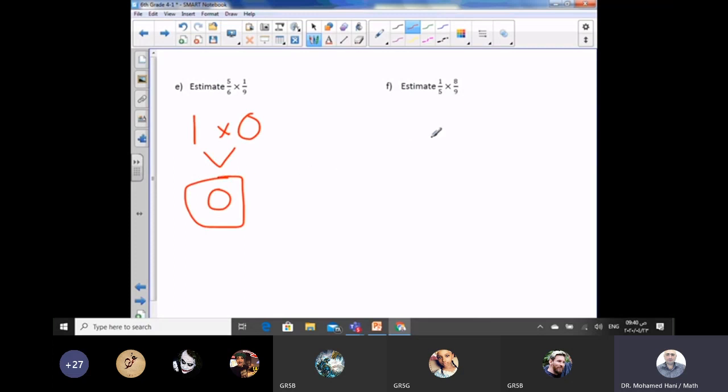Letter F. Estimate 1/5 times 8/9. 1/5 is close to 0. 8/9 is close to 1. Multiply them together, and you get 0.